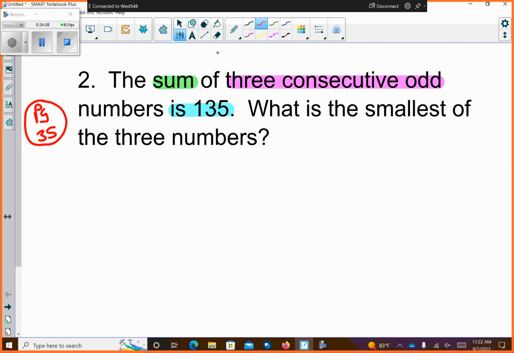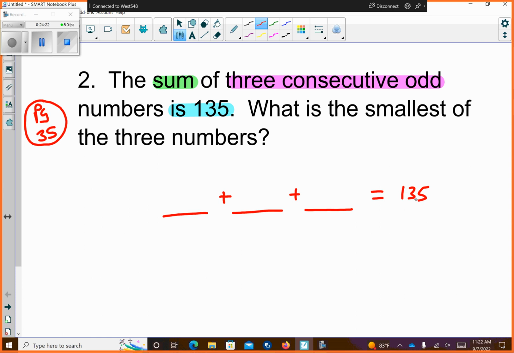We're talking about odd. First off, how many things are we looking for? 3. And what are we doing to those 3 numbers? And is means what? So this is our template that we're going to fill in.